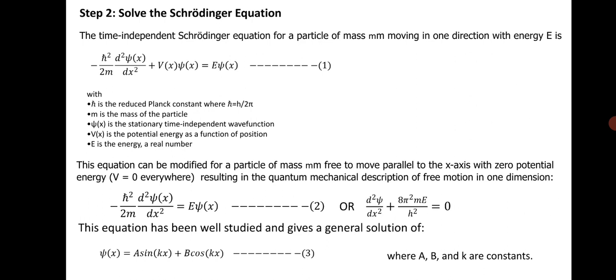Now, equation 2 is well studied and gives a general solution for psi, that is psi of x is equal to a sin kx plus b cos kx, where a, b and k are constants.